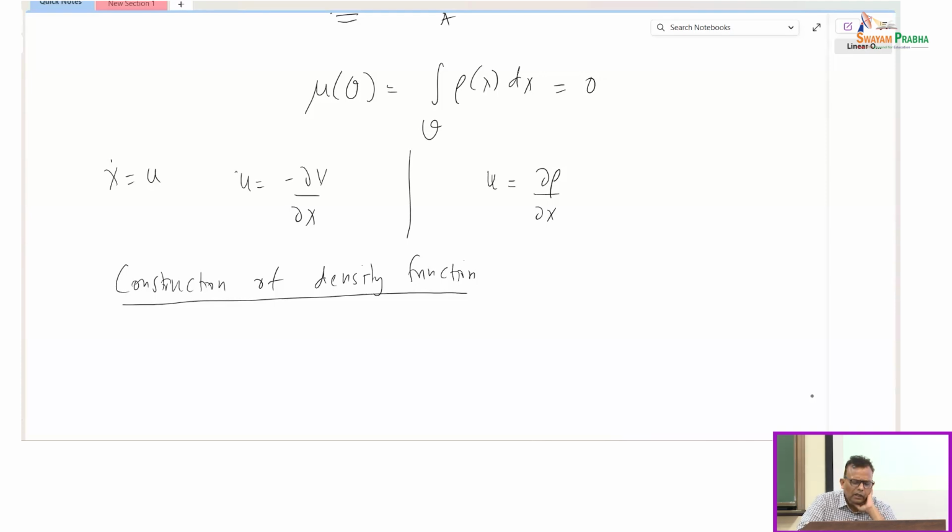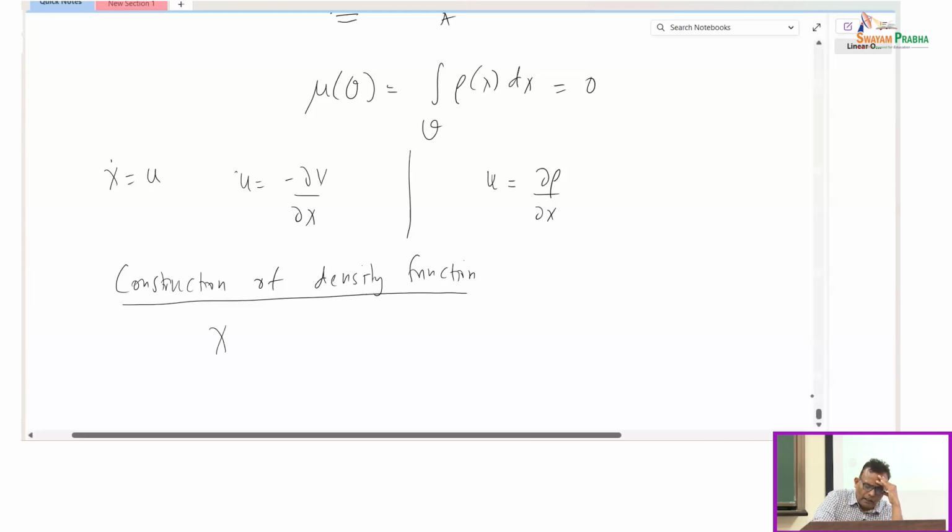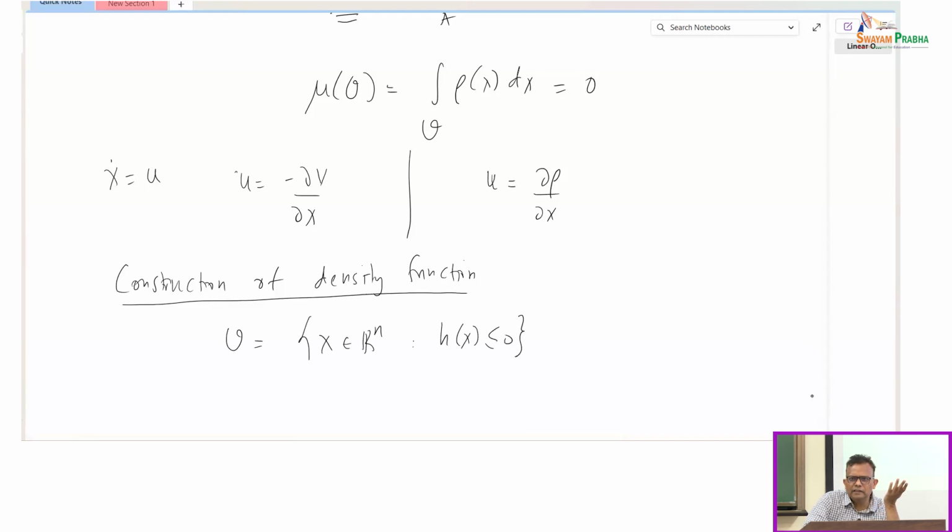If you know how to manipulate functions, you're just trying to construct some smooth functions, like bump functions, which are 1, 0, in some region, and so on. So let me give that explicitly. Let's say the unsafe set, we are using the O notation, is described using some function, x in R^n such that h of x is less than or equal to 0, right? So I'm describing this unsafe set using some function h of x less than or equal to 0.